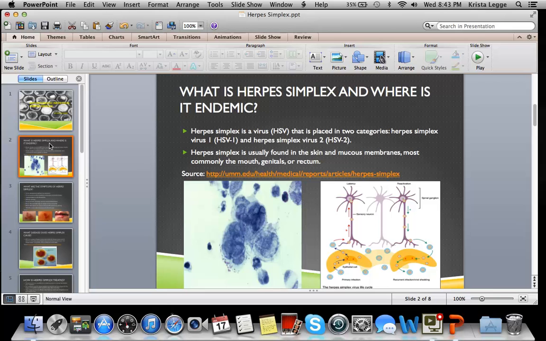Herpes simplex is usually found on the skin and the mucous membranes, most commonly the mouth, the genitals, or the rectum, but it can also be found in other areas such as the inner thighs, the eyes, or the fingers. And below here you can see on the left another microscopic view of herpes simplex, and to the right you will see the herpes virus life cycle.